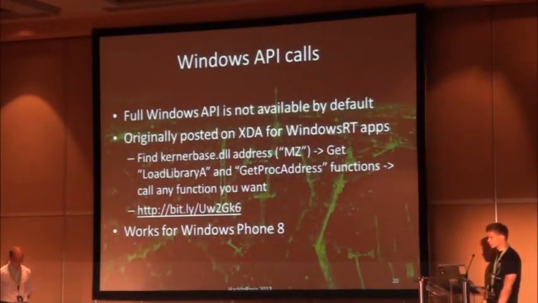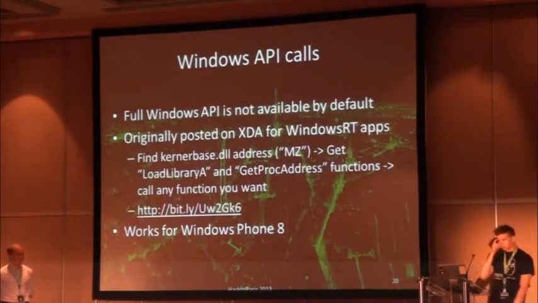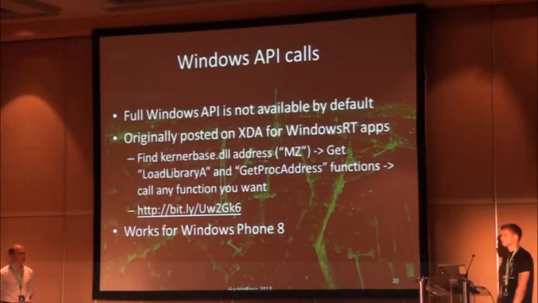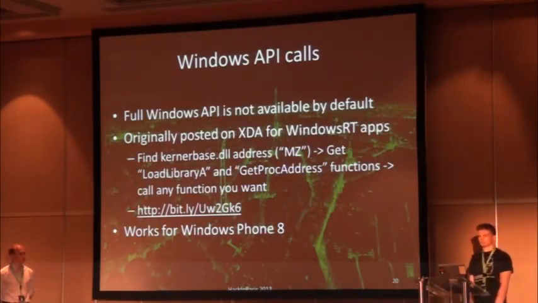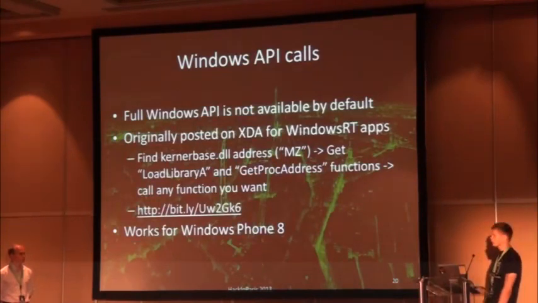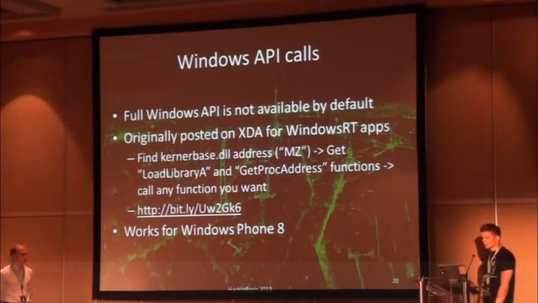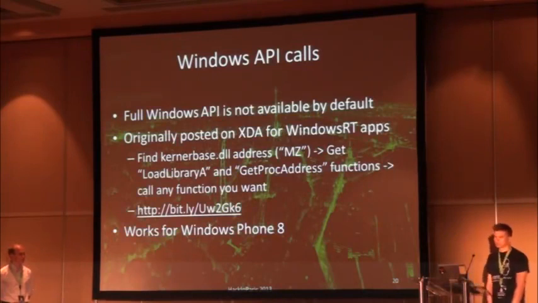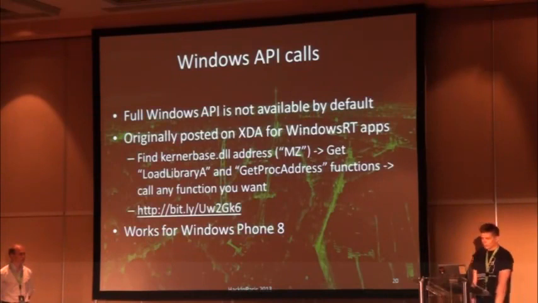This is a static analysis, but we can do dynamic analysis. Also, by default, a developer can use a limited subset of Win32 API functions, but we can use all the techniques for calling an arbitrary function in Windows Phone 8. We make a LoadLibrary call from kernelbase.dll and then find the start address of the DLL by the MZ signature and parse the import table to get the GetProcAddress and LoadLibrary function addresses. And then we can call any function you want.